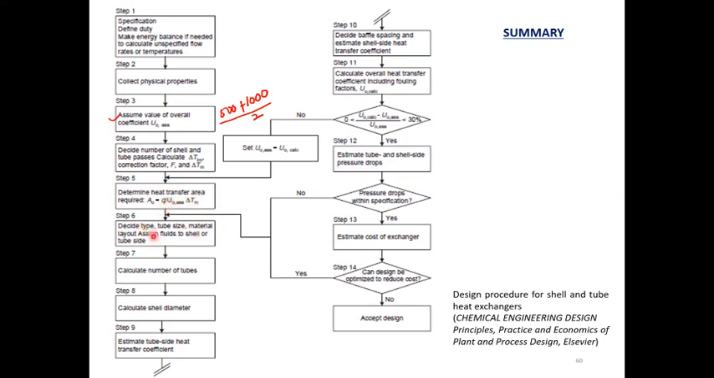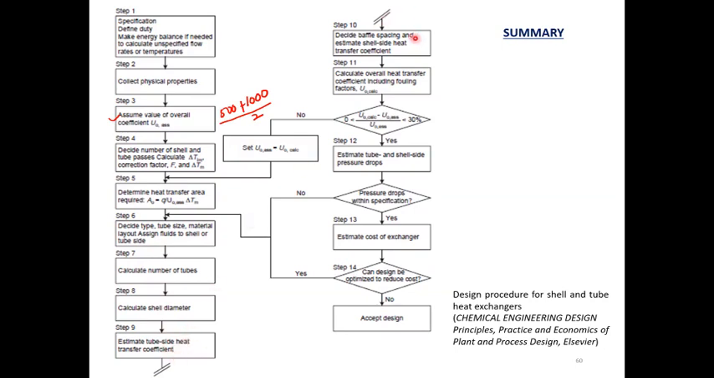And then the next step is to decide the type, tube size, material, and assign the fluid to shell or tube. So refer to the general design consideration to decide or to allocate the fluid, whether in shell or tube side. And then the next step is to calculate the number of tubes, followed by calculating the shell diameter and estimating the tube side heat transfer coefficient.